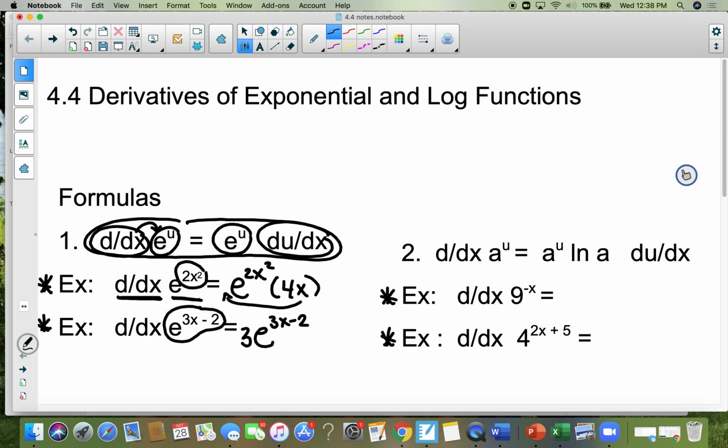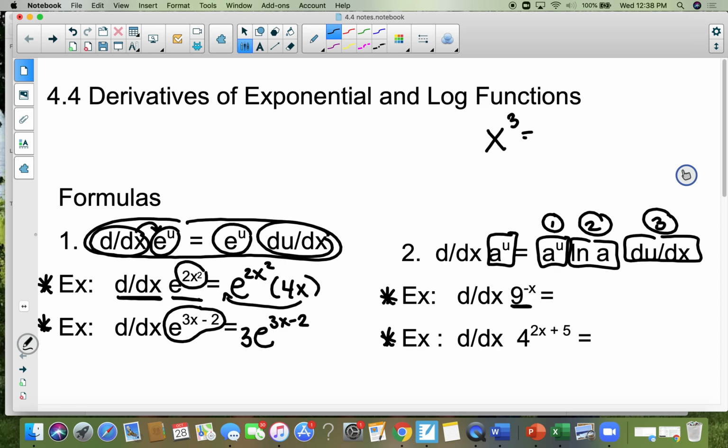The second formula is the derivative of a to the u, which is a to the u natural log of a du dx. So there's 3 things. Okay, you'll know to use this because if you look at the derivative of 9 to the negative x, it's usually the other way around, x to the third. And the derivative of x to the third is 3x to the second. But how do you do it if it's 3 to the x? See the difference between these two? If the number is raised to a variable, you would have to use this one.